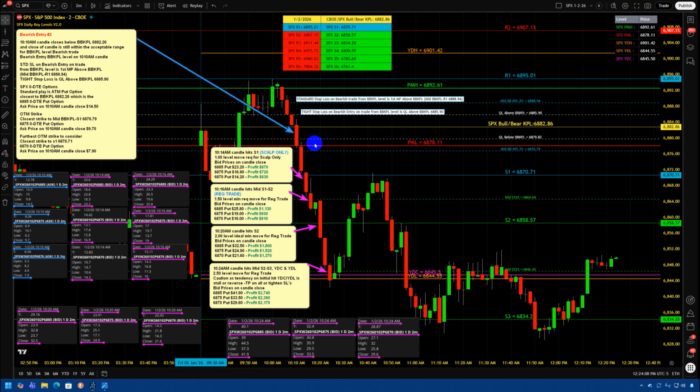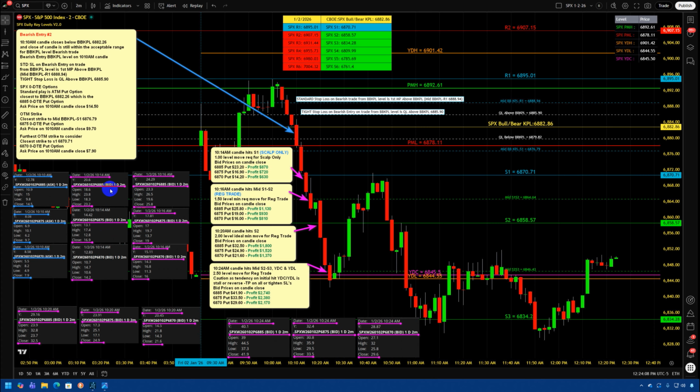In this particular case, we have quite a fierce move down from the close below the bull bear KPL. So going back to our initial session bias, at 10:14 a.m. it hits the S1 on this particular candle. That's your scalp only, one level move for scalp only. And the data boxes are over here, 10:14 a.m.